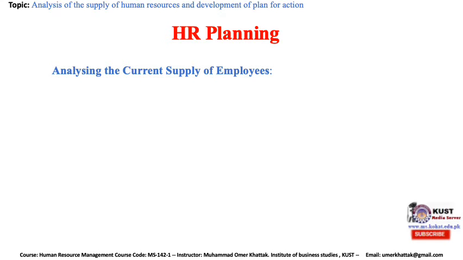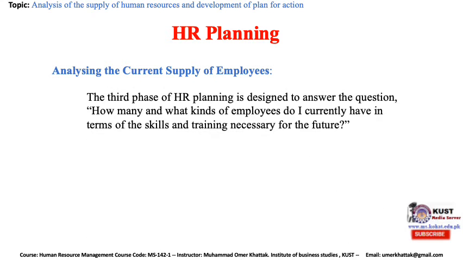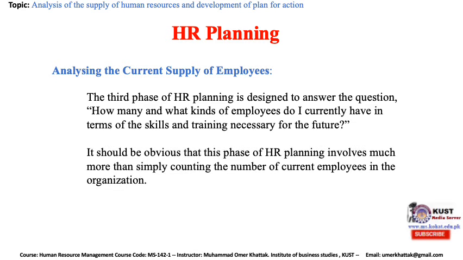Analyzing the current supply of employees. The third phase of human resource planning is designed to answer the question: how many and what kind of employees do I currently have in terms of skills and training necessary for the future? It should be obvious that this phase of HR planning involves much more than simply counting the number of current employees in the organization.